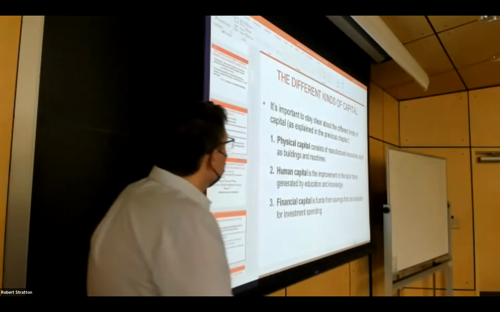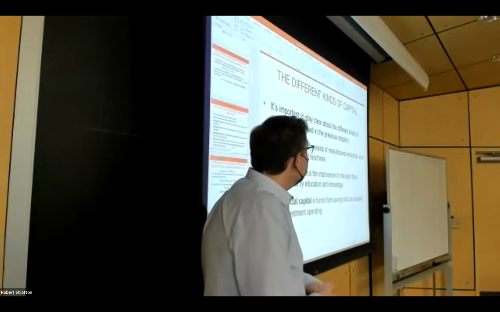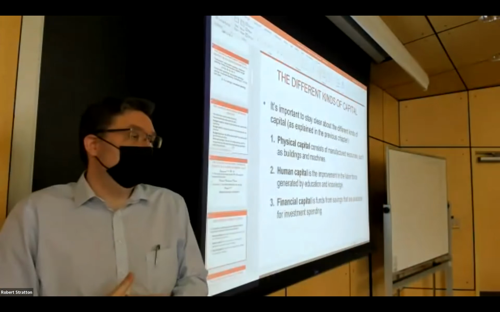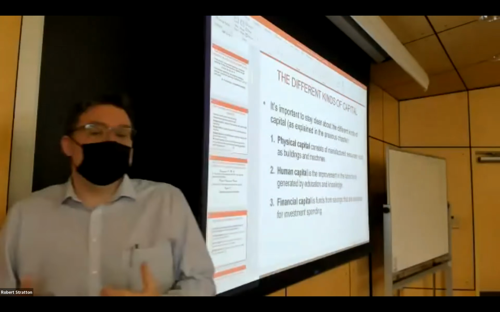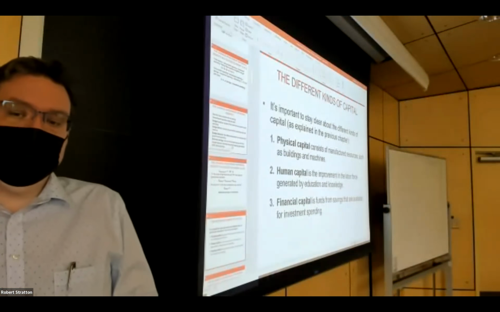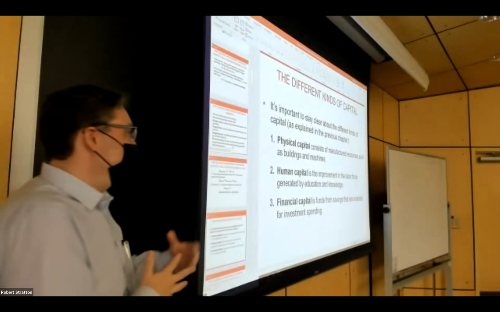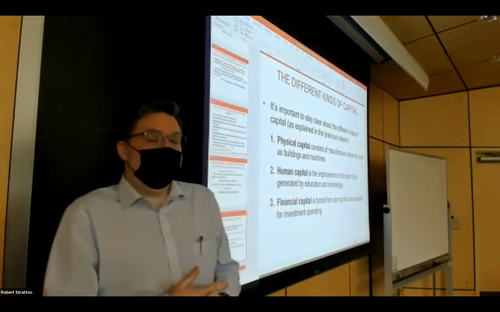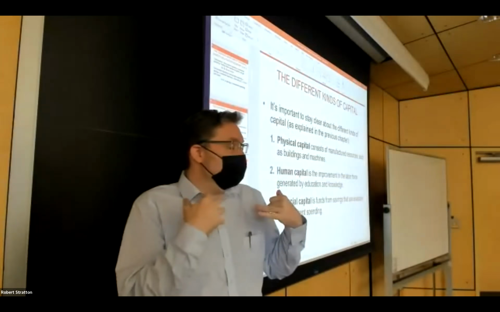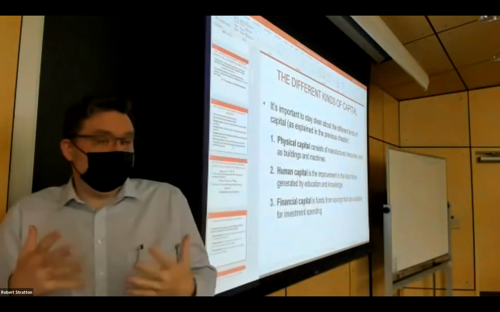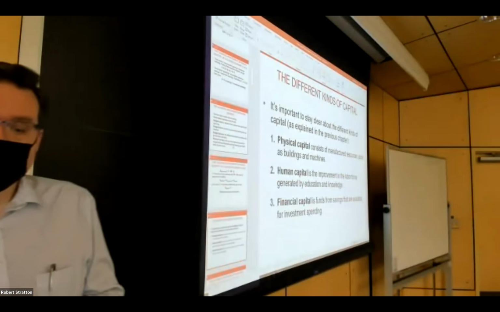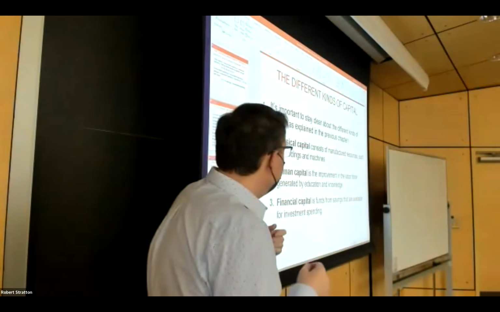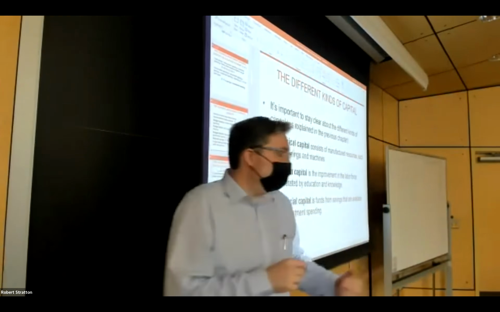Okay, so as a reminder from last week, we have 3 different types of capital. Physical is things that are physical. Laptop, car, building. Capital means money, so it's physical things you spend money on. Human capital is investing into a human, so through education, skills training. And then financial capital is the funds from savings that are available for investment spending.